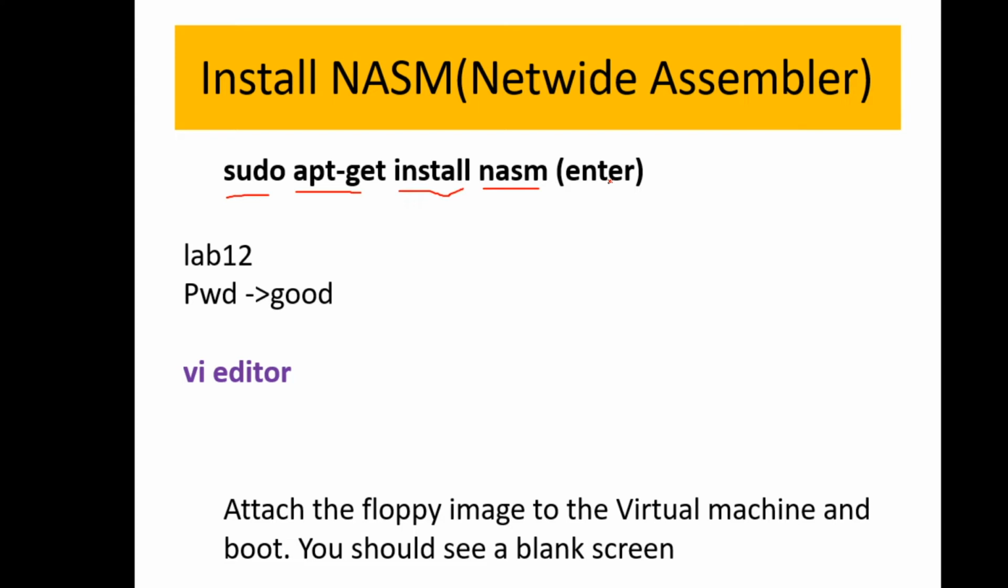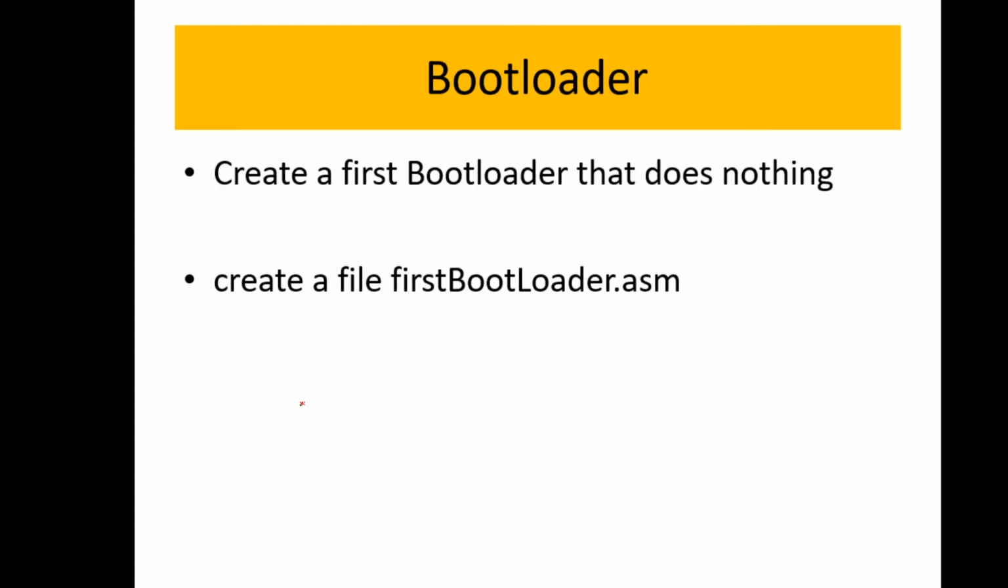Then you have to open your editor. The editor can be opened using the command vi. This is a command in Linux to open the edit window. Using the edit window, we are going to write the assembly code. After this, we have to attach a floppy image to the virtual machine and boot it. You can see the blank image. That is the objective for the first experiment. First we are going to create a blank first bootloader that does nothing, design it and visualize the output.